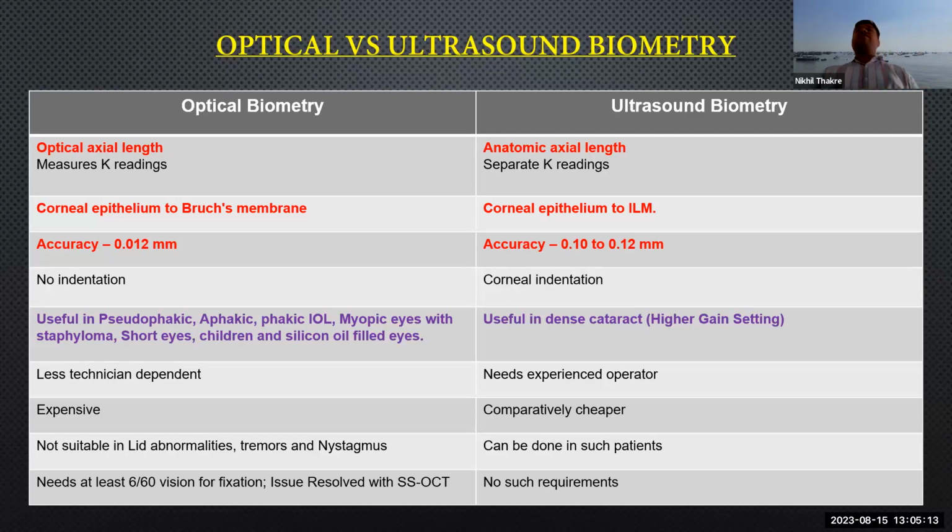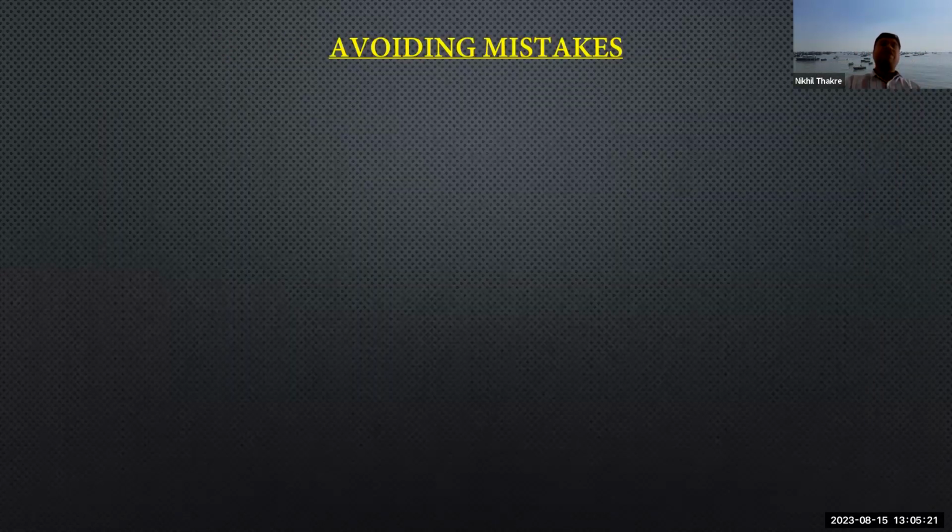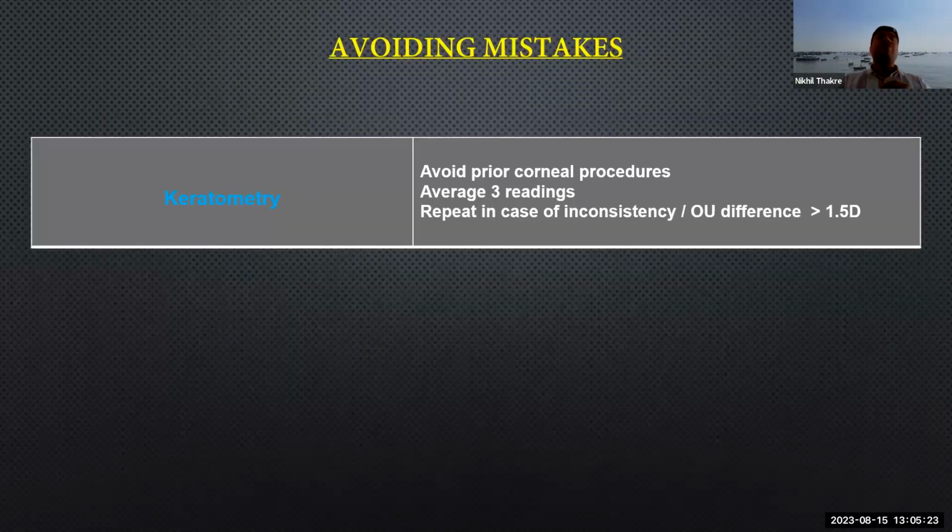But ultrasound biometry is still useful in dense cataract, but this issue has been resolved with swept source biometry. Now, what are the tips for avoiding mistakes? During keratometry, we have to avoid prior corneal procedures. Take an average of 3 readings.